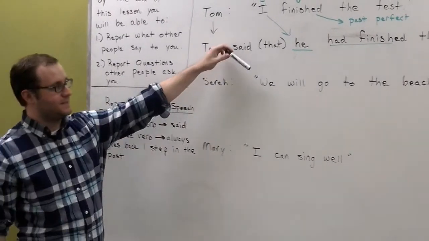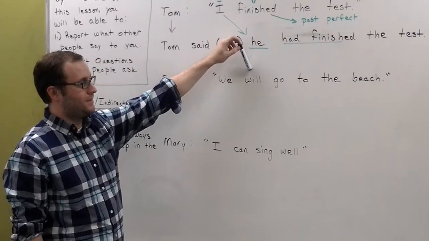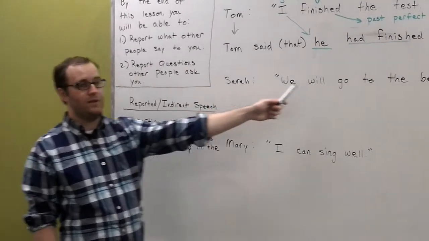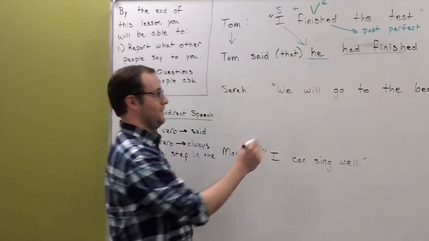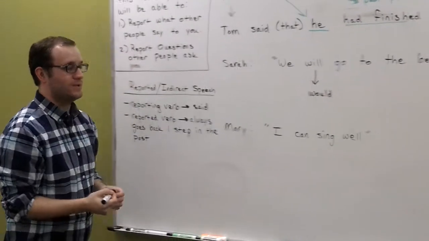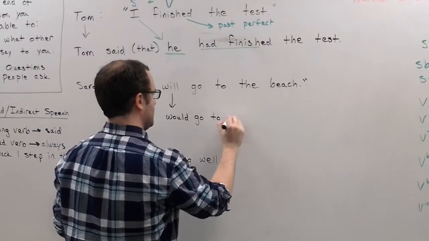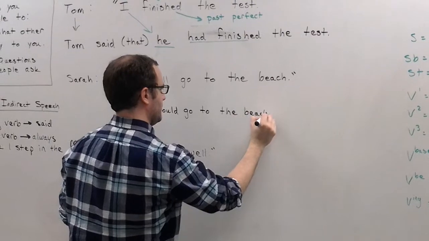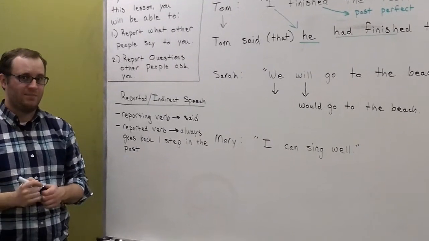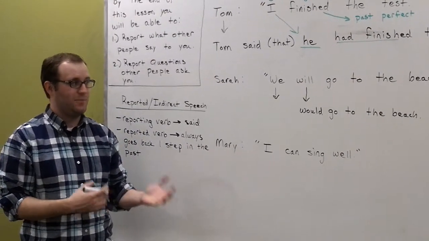So when you look at this sentence, we will go to the beach. What verb tense is this? You said future. Again, you're correct. Okay? So what is the past of will? The past of will is would. Okay? So we change will to would. And then we don't really change anything else. Go stays the same. To the beach stays the same. We might change depending on who Sarah was talking about. Or it might stay the same. It all depends on who she's talking about. So for the sake of this example, we're going to keep it the same. Okay?